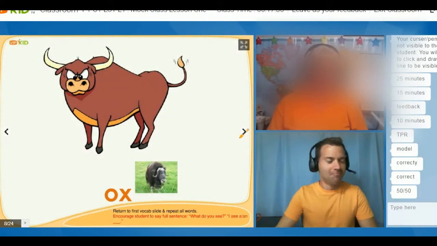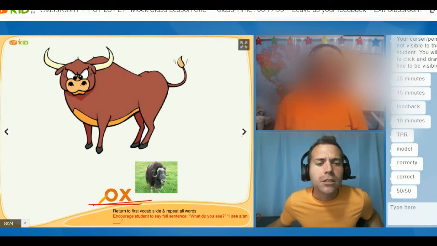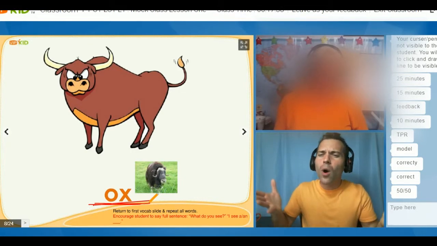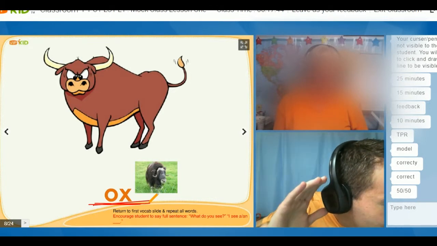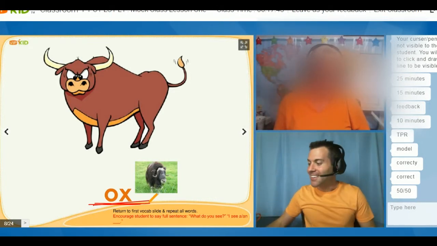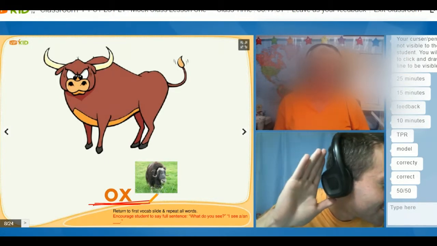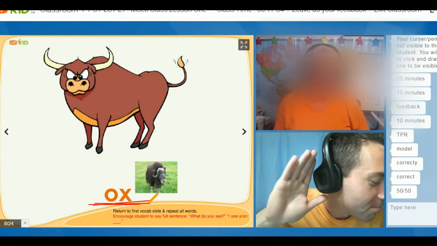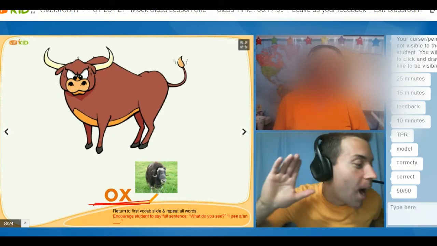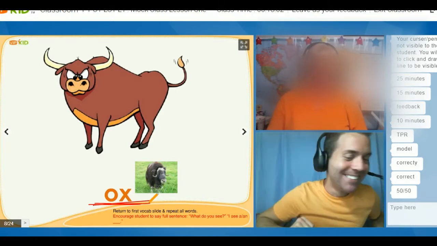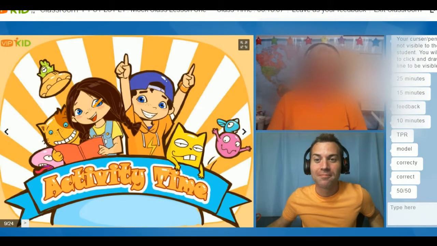Ox. Ox, ox, ox. What do you see? Ox. Good. I see an ox. I see an ox. An ox. I see an ox. I see an ox. Good.